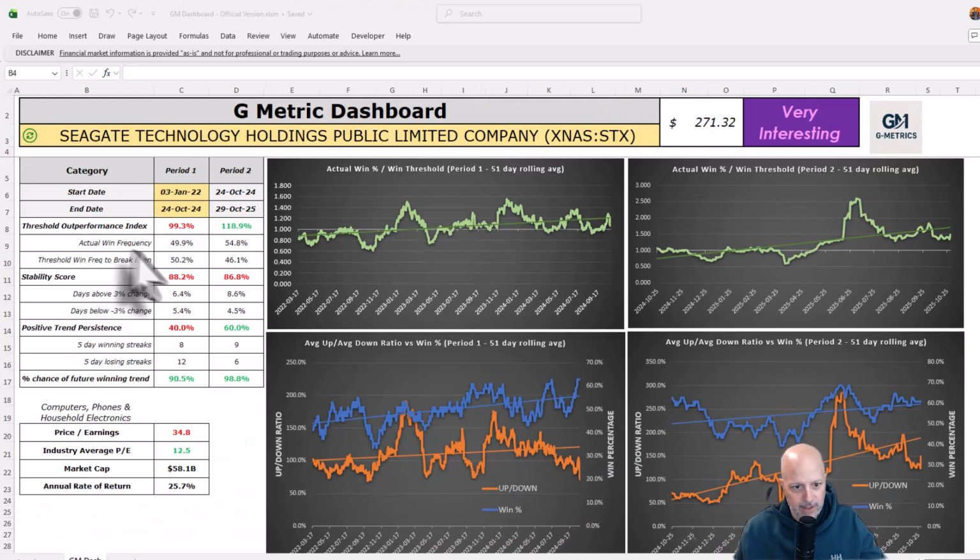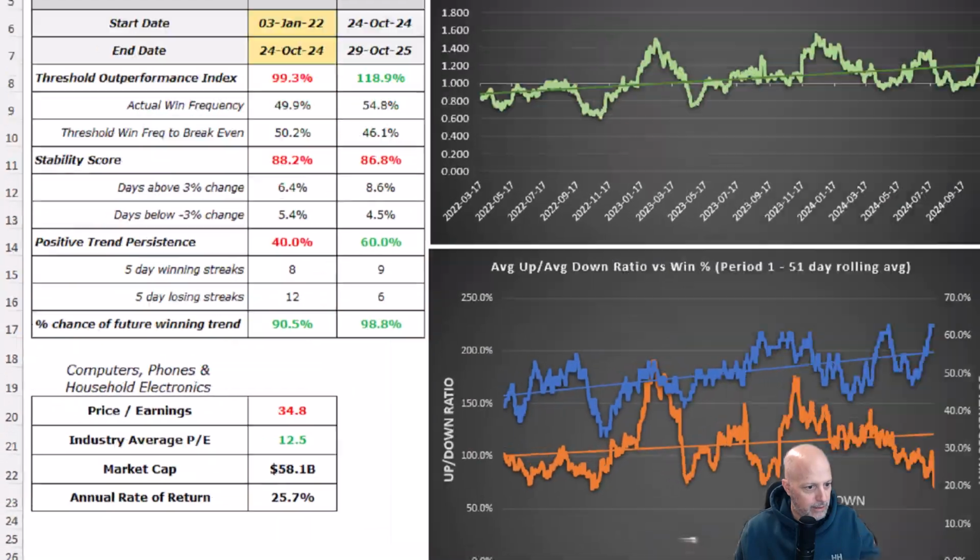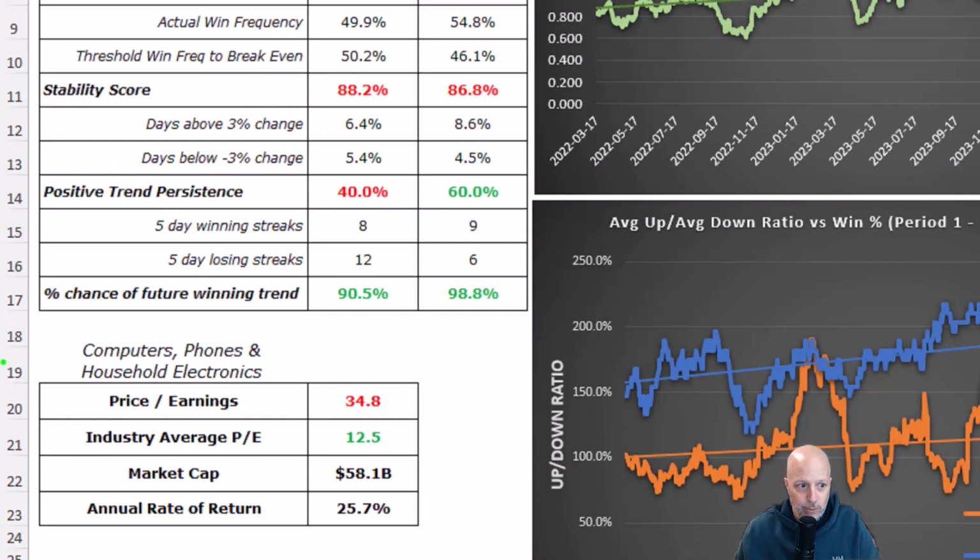And if we escape out of here, we're going to zoom in again, right down here. What we're looking at now is our positive trend persistence. I look at all the 5-day winning streaks and all the 5-day losing streaks, and then calculate what percent of those total streaks are the winning kind. Here we see we got 8 5-day winning streaks and 12 5-day losing streaks, so only 40% of the streaks in period 1 are winning streaks. Then we look at that data in period 2 and we see that it has increased to 60%. So there's definitely been a switch in this stock as far as the positive trend persistence.